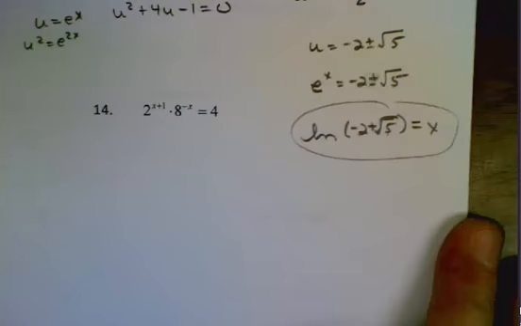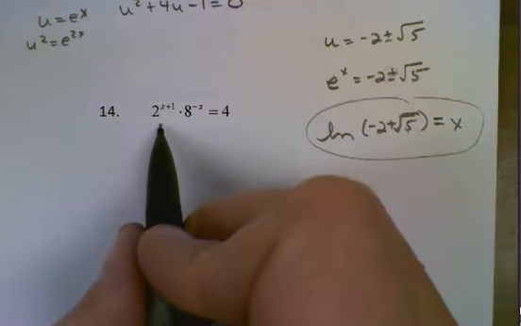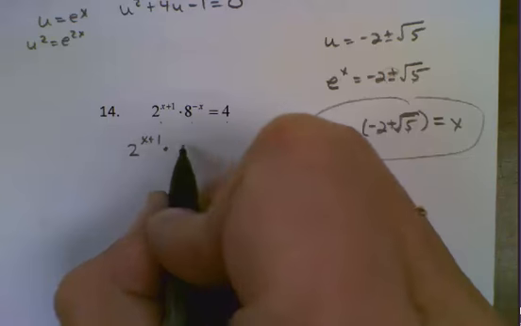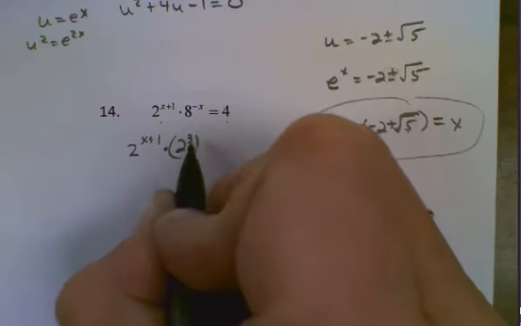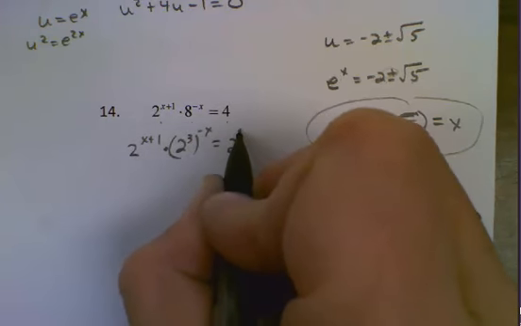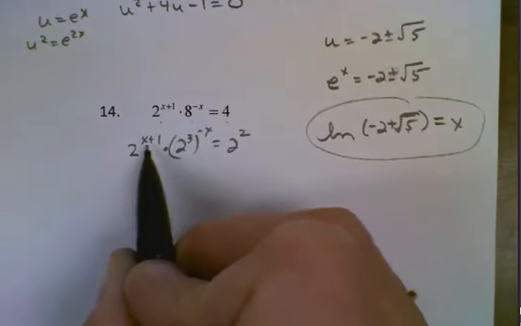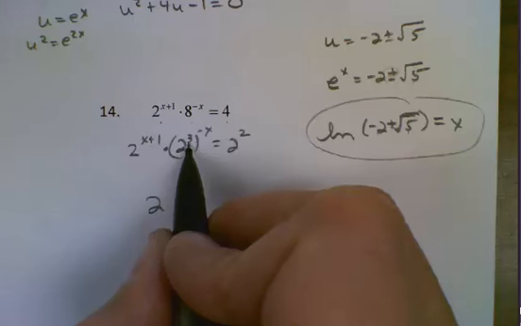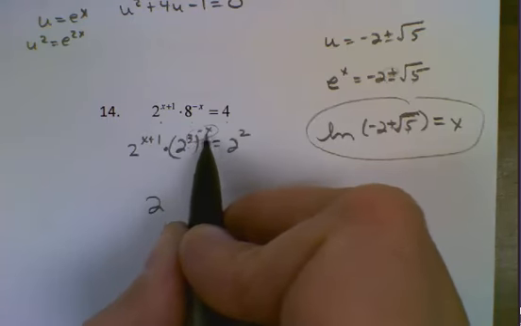Okay, last one I'll do on this video. Looks like we can get common bases of 2. So 2 to the x plus 1 times 2 to the third raised to the negative x equals 2 squared. Here we're going to add the exponents to keep the base. So if I have x plus 1, and this would be a negative 3x when I multiply those.